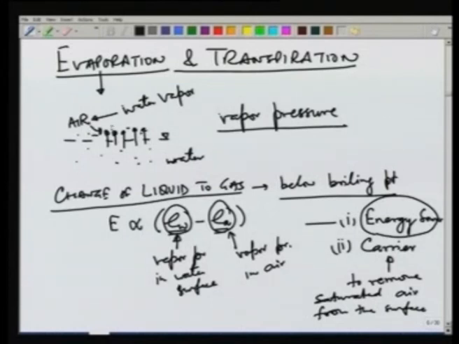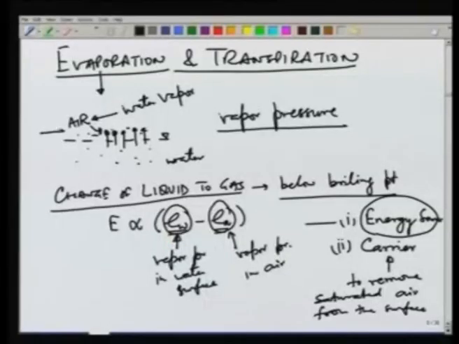So, there has to be some agency like wind to carry this water away from the water surface, and once the saturated air is carried away, there will be unsaturated or less saturated air replaced on the top of this water surface, and therefore, it will again create a gradient of vapor pressure causing more evaporation. Otherwise, the evaporation will be limited. Once the air becomes saturated, then the evaporation will reduce with time.